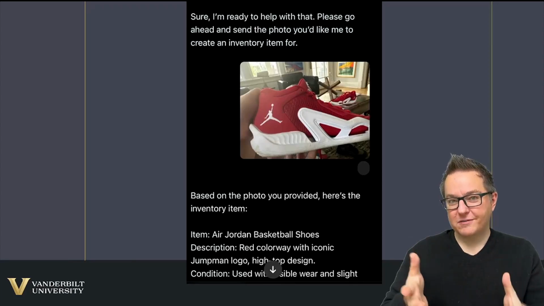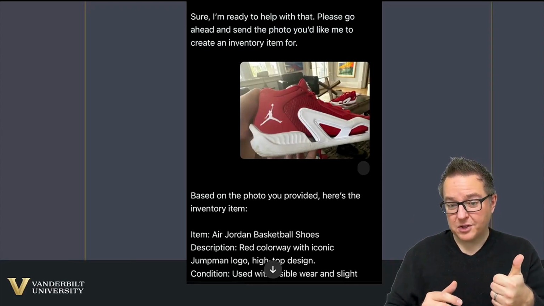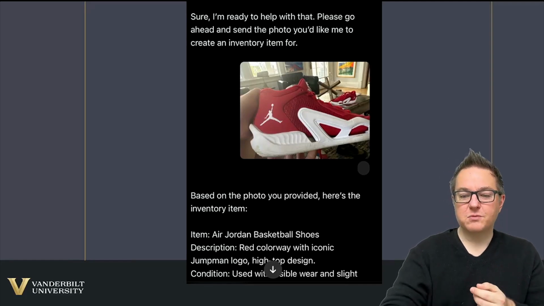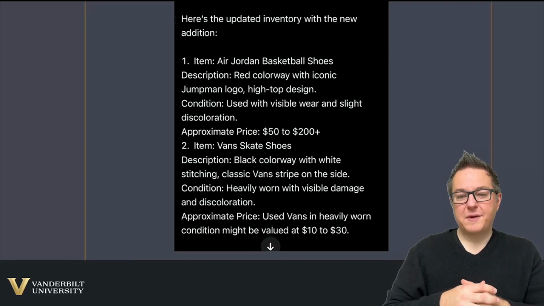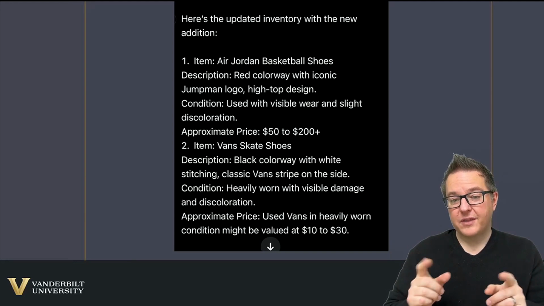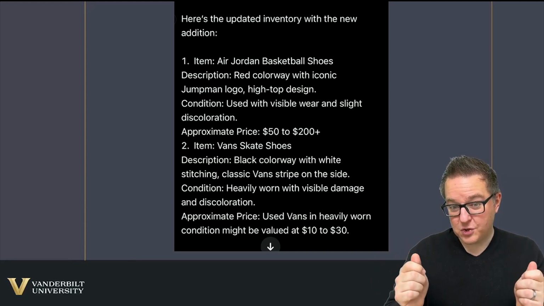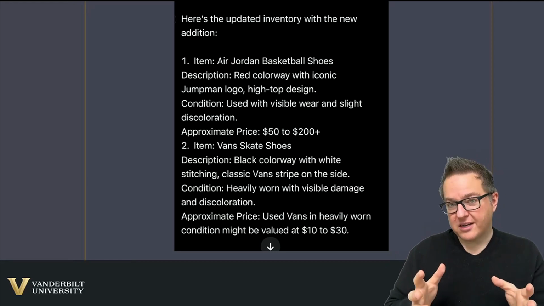He went and took a picture of his Air Jordans, and it comes back and it says inventory item, Air Jordan basketball shoes. Description, red colorway with iconic Jumpman logo, condition used with visible wear and slight discoloration. And then he went and took a picture of his old Vans skate shoes, and it comes back and it says, here's the updated inventory. Item, Air Jordan basketball shoes. The number 2 in the inventory now is Vans skate shoes. Condition, heavily worn, and it has approximate prices.